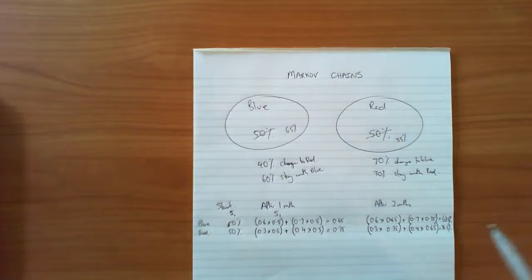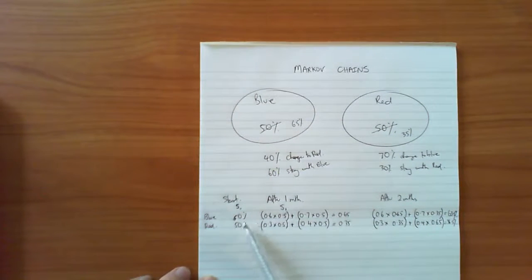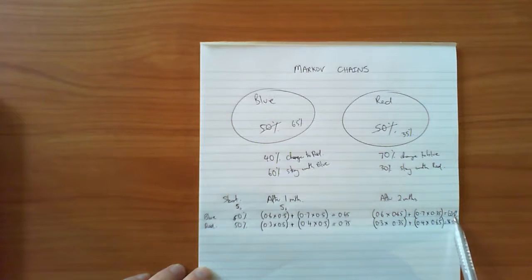So here we see a pattern, and this is actually what's called a Markov chain. We've got a chain of values. They started with 50%. They went up to 65%. Now they're at 63.5%. The red drinkers went 50, 35, 36.5. And we could go on and on after 3 months, 4 months, 5 months.